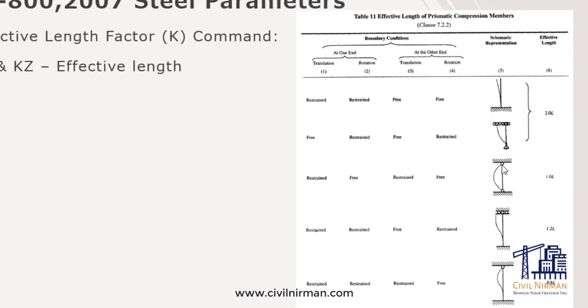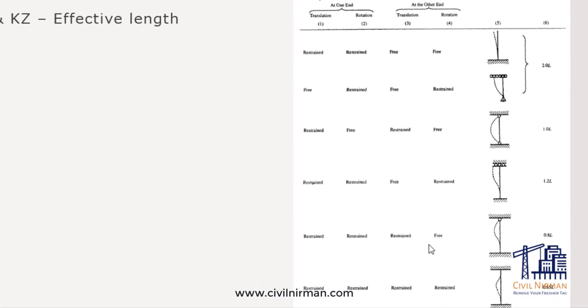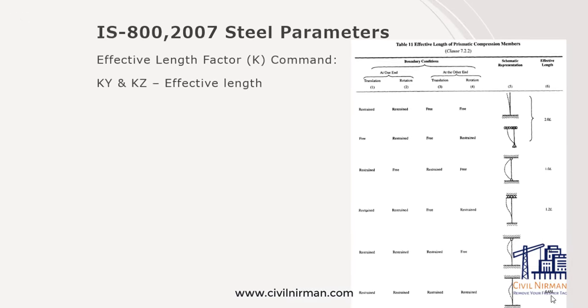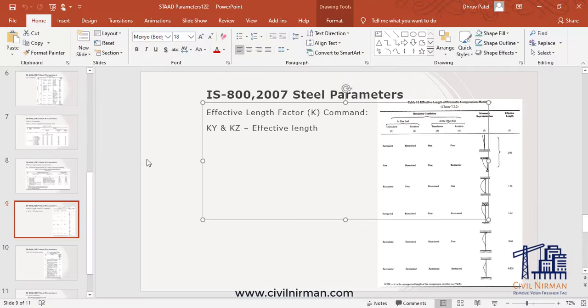Another thing is that when we have a pin support at both the ends, so that's our simply supported beam. There our effective length factor will be 1. And the third case where we are considering that we are having a moment connection on both the sides, where it's totally restrained and unable to rotate or move, then we have to assign a factor 0.65. So these are the factors that we have to apply in our STAAD. So let's just do that.